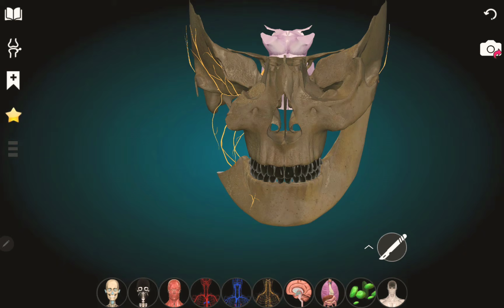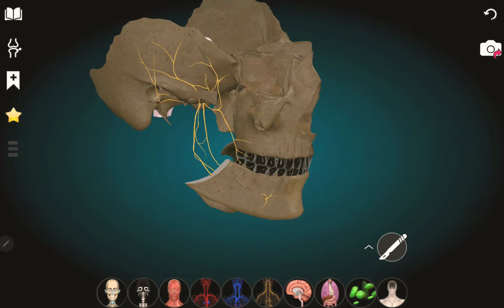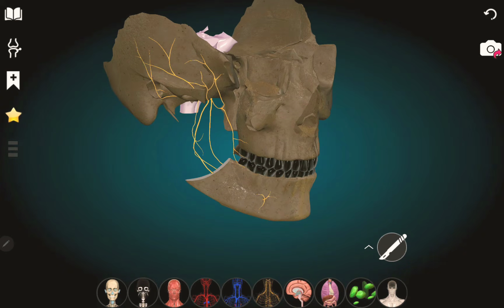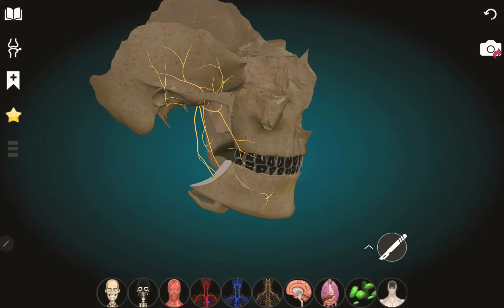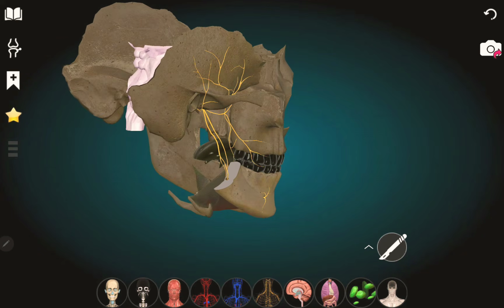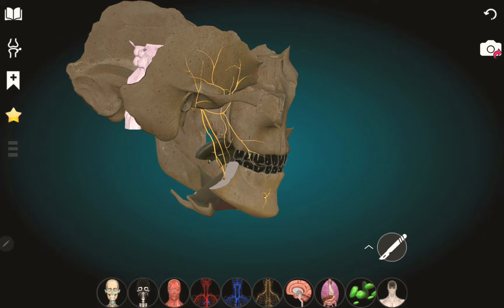In case of injury to the ophthalmic nerve, there is loss of the corneal blink reflex, because it supplies the upper eyelid. If there is injury to the maxillary nerve, it causes loss of the sneeze reflex. If there is injury to the mandibular nerve, then there is loss of the jaw jerk reflex.